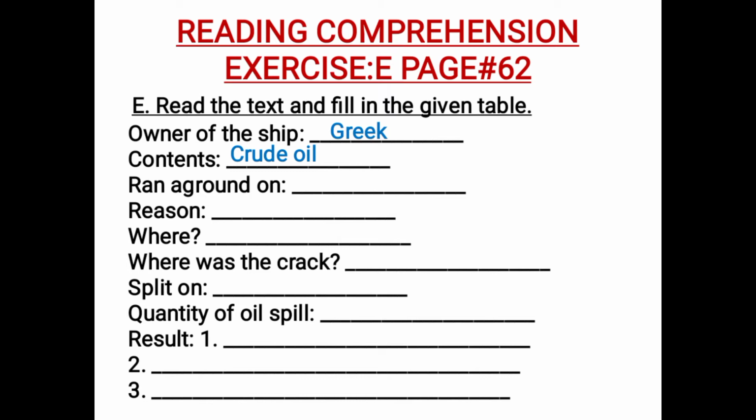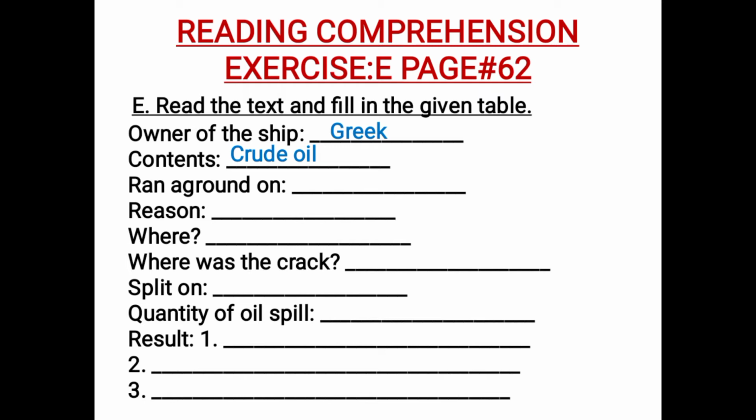In today's class, we will do reading comprehension exercise E on page number 62. In this exercise, you have to read the text thoroughly and then you have to fill in the given table. You have to give information about the oil spill.